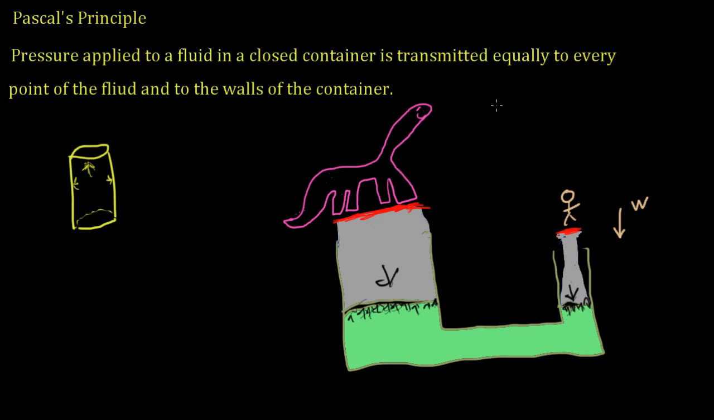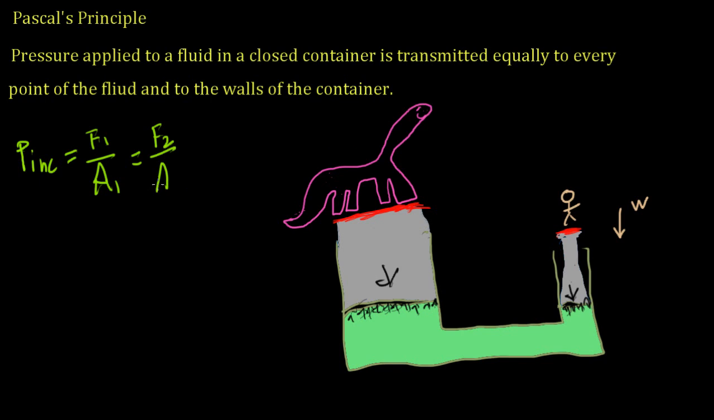Now, what's the math look like here? The math is actually quite simple. The pressure increase is equal to force 1 over area 1 is equal to force 2 over area 2. Now what does this mean? What does force 1, force 2, area 1, and area 2 mean?